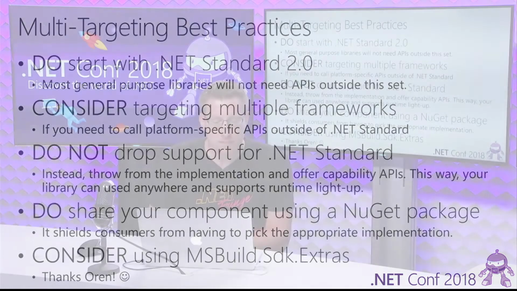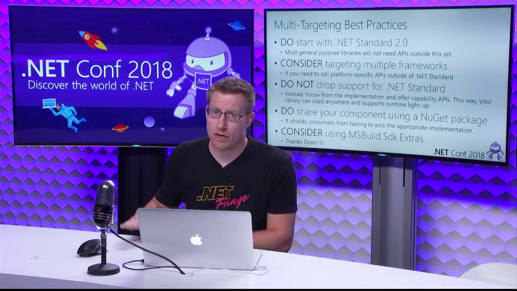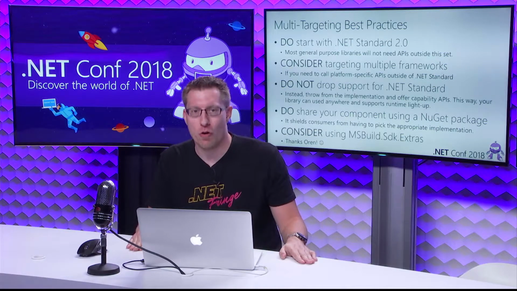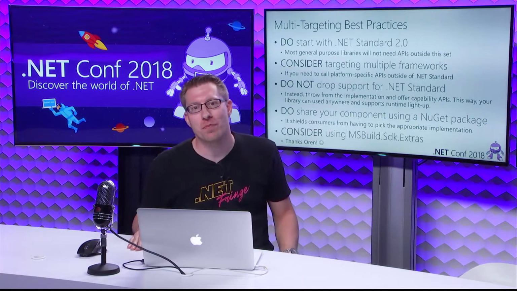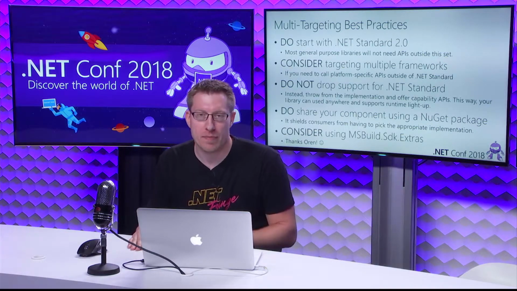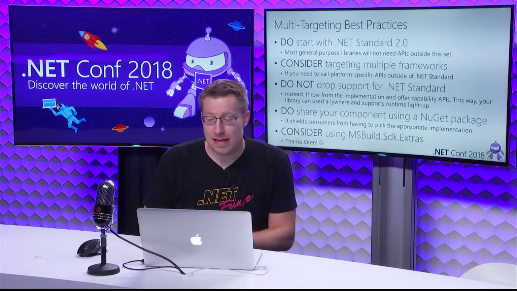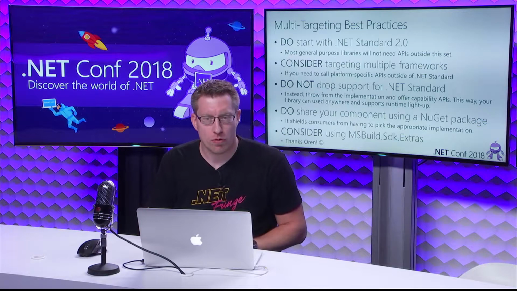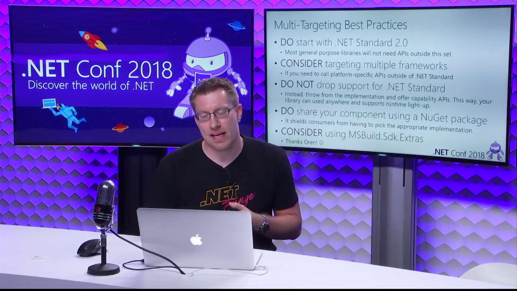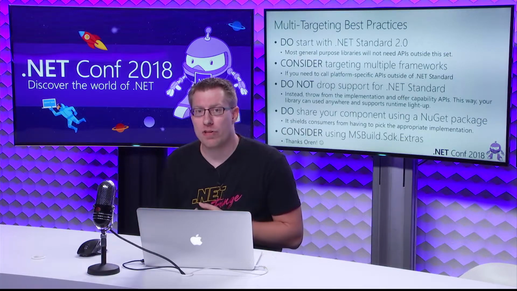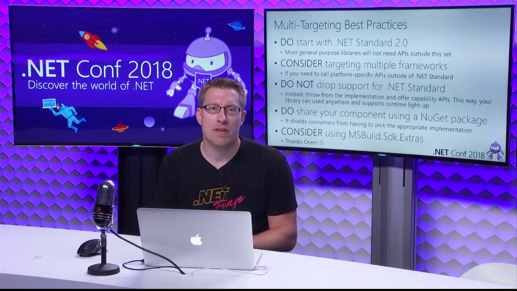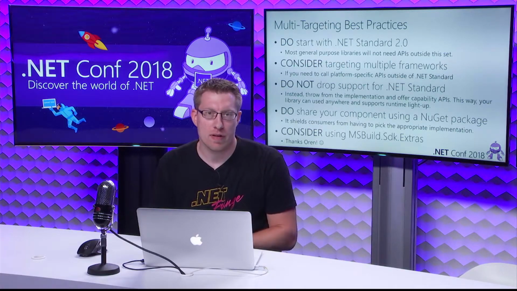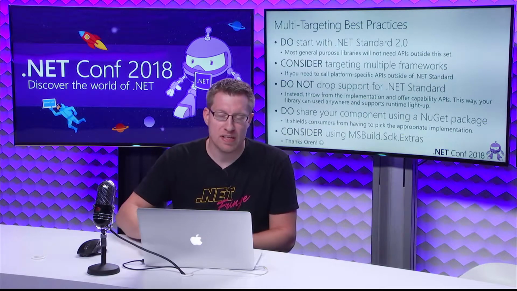And generally speaking, you should always use a NuGet package in those cases because it means your consumers don't have to know which of the 5 binaries they have to pick at any given point in time. It's just automated for them. And then lastly, if you do multi-targeting, I highly recommend you check out Oren Novotny's amazing MSBuild SDK Extras NuGet package, which basically does most of the heavy lifting that you have to do in order to reach UWP and Xamarin from a multi-targeted project. So it's a really neat thing to check out.